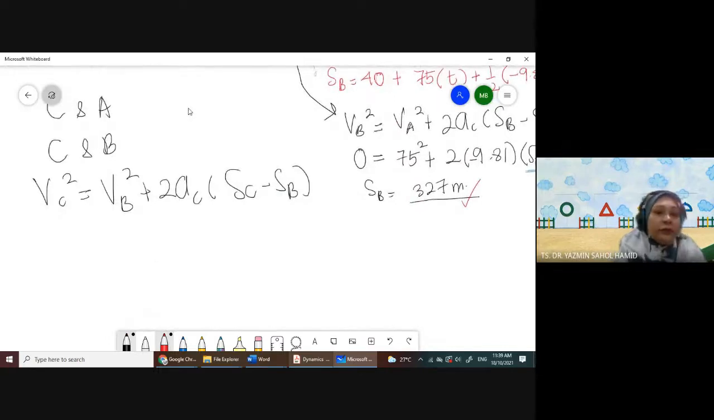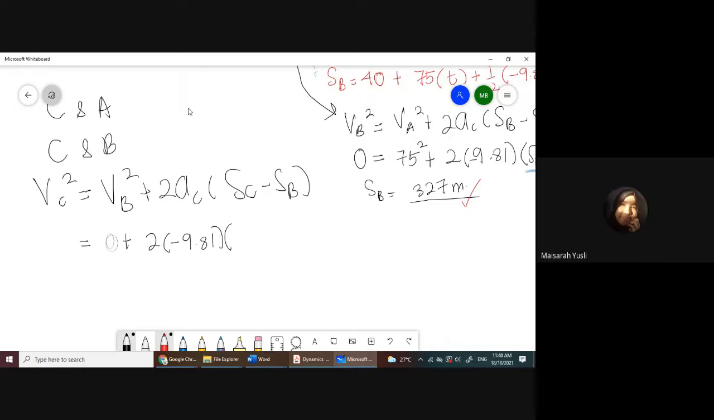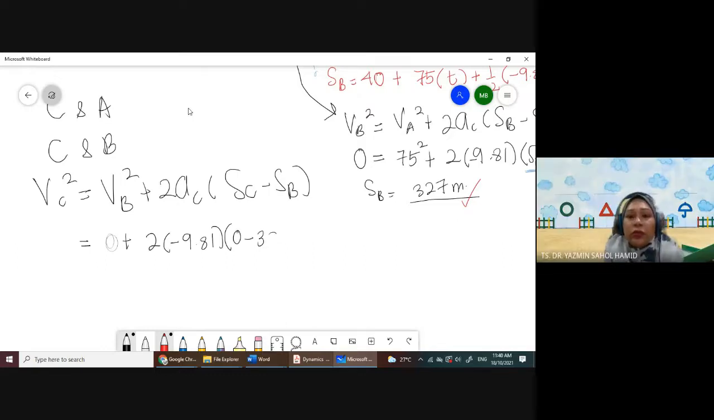So how do you do it? What is VB? What is the velocity at B? Yes, 0. Plus 2A, with A equal to negative 9.81. And what is SC? Yes, 0. Minus 327 that you found just now. So what is the velocity at C?